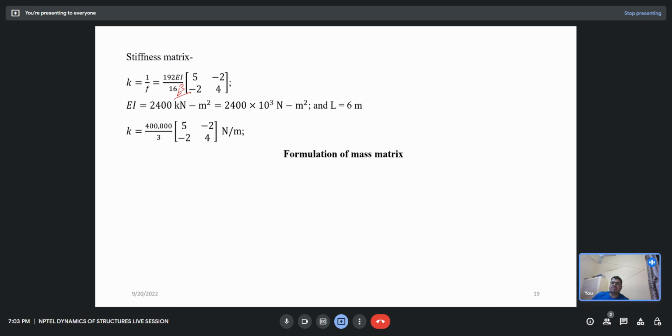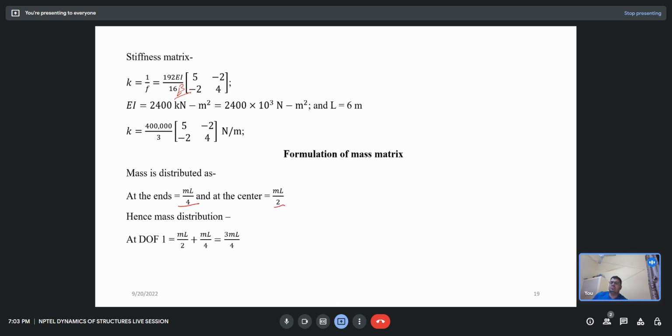Now the formulation of the mass matrix. In the same way, the mass distribution at the ends, as given in the question, is ml by 4 at the ends and ml by 2 at the center. As the mass distribution with degree of freedom 1 and degree of freedom 2, at 1 the mass is ml by 4 from the end and ml by 2 from the center, so that becomes 3 ml by 4.